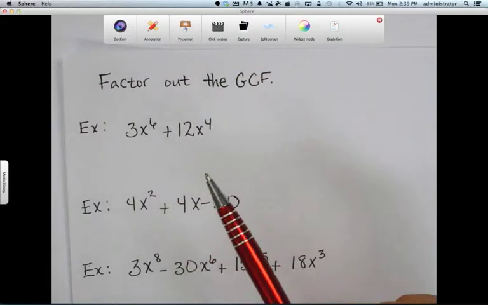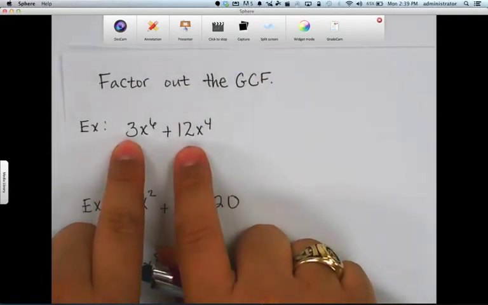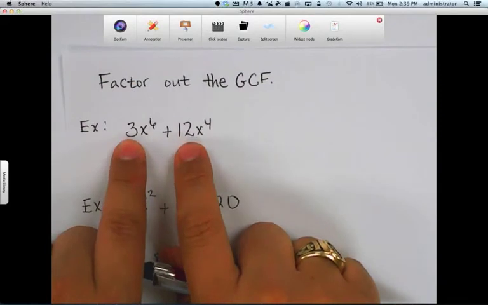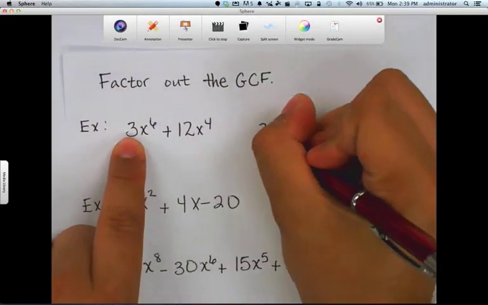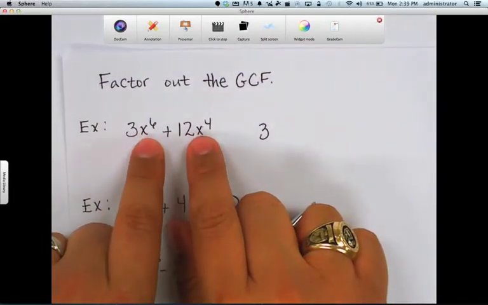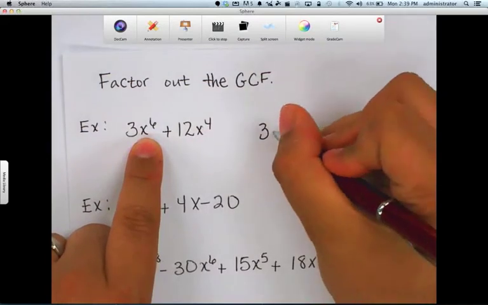Well, what I'm first going to look at is my coefficients. I have a 3 and I have a 12. So 3 and 12. I can pull out a 3 because 3 goes into 3 and 3 goes into 12. So I'm going to write a 3 off here to the side. And then the next part that I have are the x's, and this one has 6 of them, x to the 6th power, and this one has 4, x to the 4th power. So the most that anyone can give up is 4. So my GCF will be 3x to the 4th.